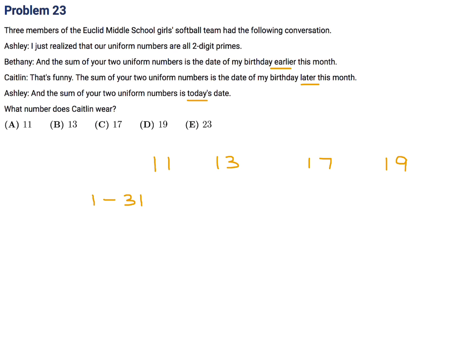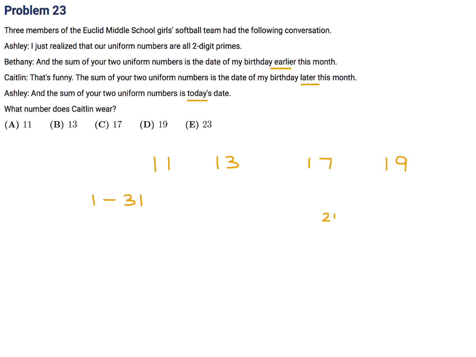So if I go higher, I think the next prime is what, 23? You would think I would memorize all this, but 11 plus 23 is going to be 34, so there's no way that's going to be a date. So these are the only 4 primes that are in contention here. Okay, so 2 of them added together has to be a birthday earlier in the month, later in the month, and today's date.